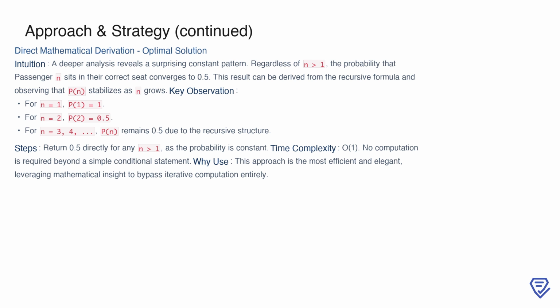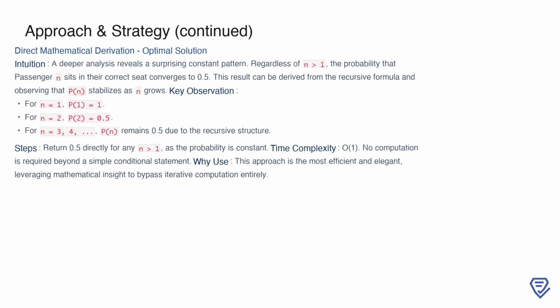For example, for n equals 1, the probability is 1, as there's only one seat. When n equals 2, the probability becomes 0.5. For n equals 3 and beyond, the recursive structure stabilizes, resulting in a constant probability of 0.5. This insight eliminates the need for iterative computation entirely. We can directly return 0.5 for any case where n is greater than 1, making this approach both time-efficient and mathematically elegant. The time complexity is O(1), as the solution requires only a simple conditional check.